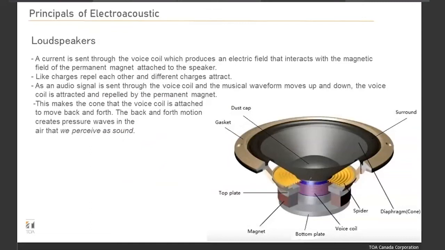And the voice coil is attracted and repelled by the permanent magnet. This makes the cone that the voice coil is attached to move back and forth to create the pressure waves that we perceive as sound. And then you can see the drawing at the bottom, basically how it works.